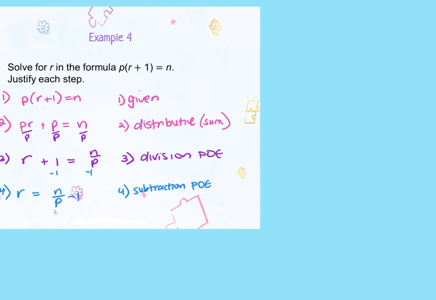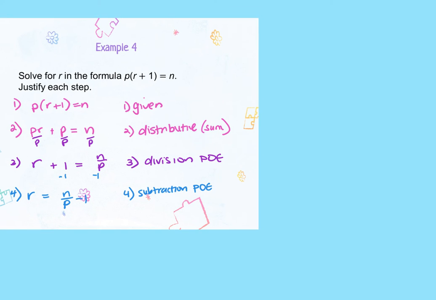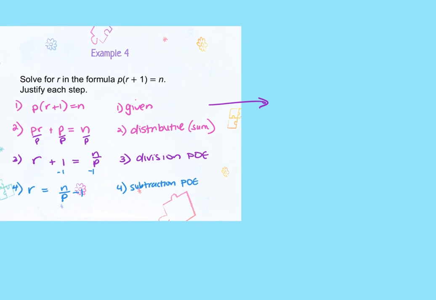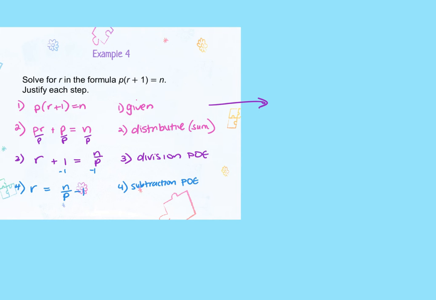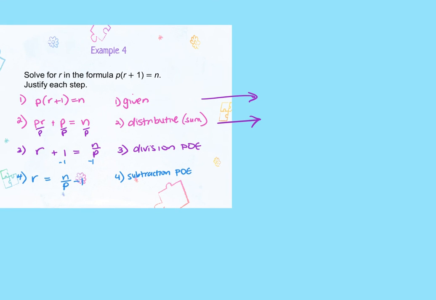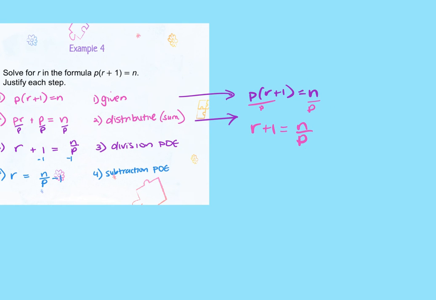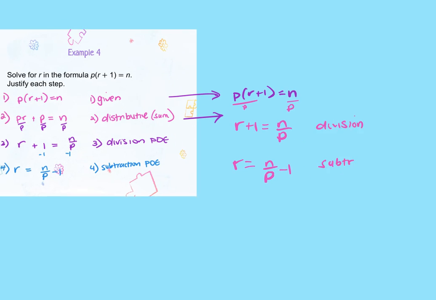Okay, anyone do it differently? I did it in 3 steps. What'd you do? I divided everything by p straight away. Well, you have to use the given. Yeah. But I divided by p immediately. So from here, you did p times r plus 1 equals n, and then you divided everything by p from here. r plus 1 equals n over p, division. Yeah, and then r equals n over p minus 1, subtraction. Okay.